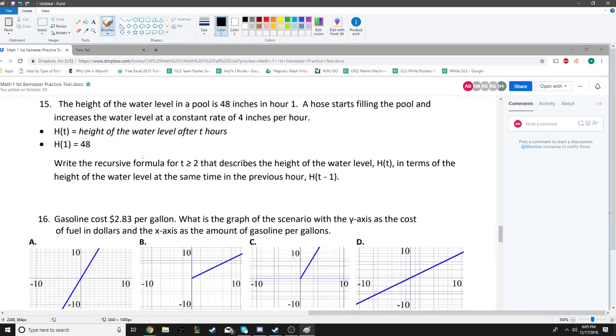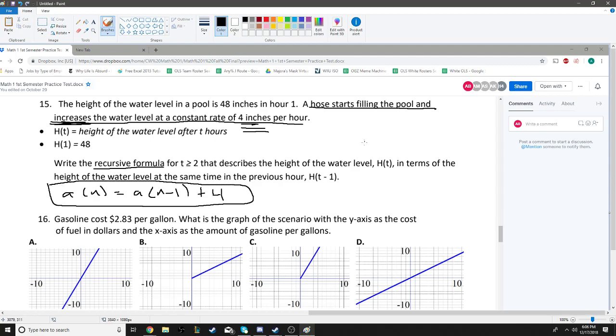Next, 15. Write the recursive formula. So again, A of n is equal to A of n minus 1, but let's pay close attention to the problem. A hose starts filling the pool and increases the water level at a constant rate of 4 inches per hour. Increases means you add, and we are increasing by 4 inches every hour, so you put plus 4.